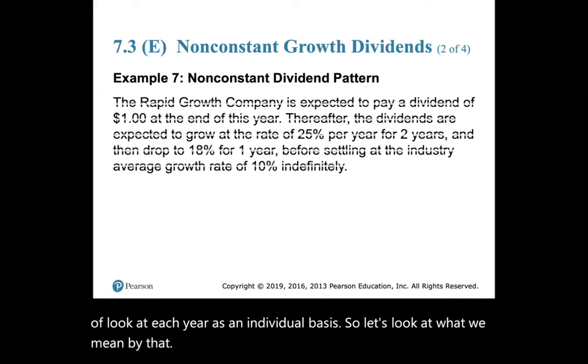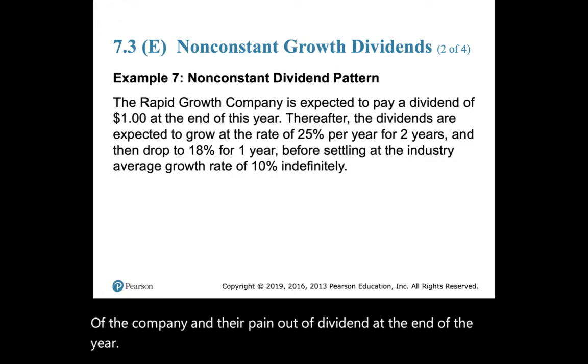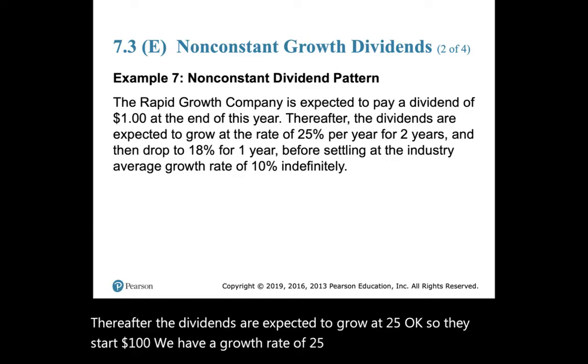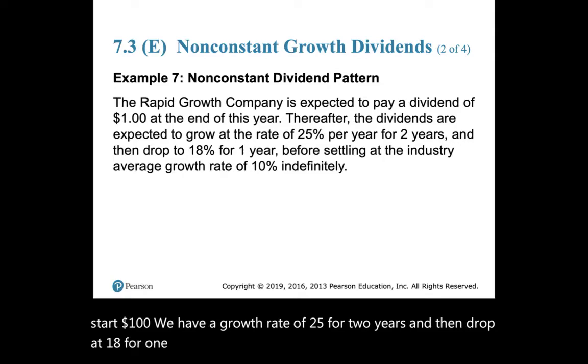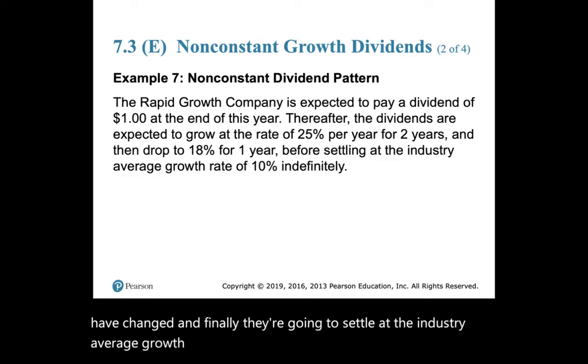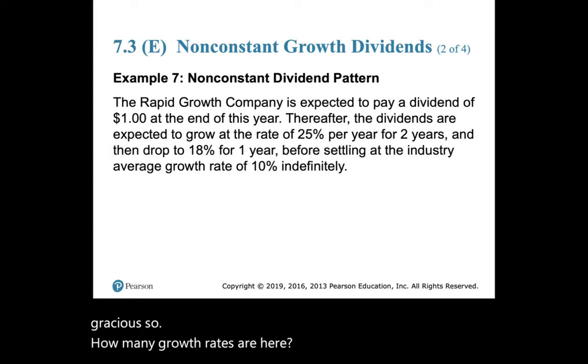Here we have an example of a company paying out a dividend at the end of the year. Thereafter, the dividends are expected to grow at 25%. They start at $1. We have a growth rate of 25% for 2 years, and then it drops to 18% for 1 year. Again, we already see that the growth rates have changed. Finally, they're going to settle at the industry average growth rate of 10% indefinitely. Goodness gracious. So how many growth rates are here? That's right, 3 growth rates.